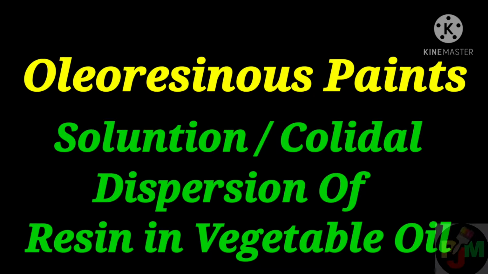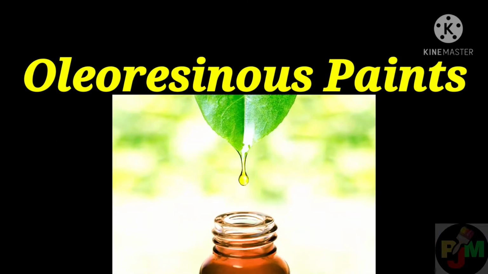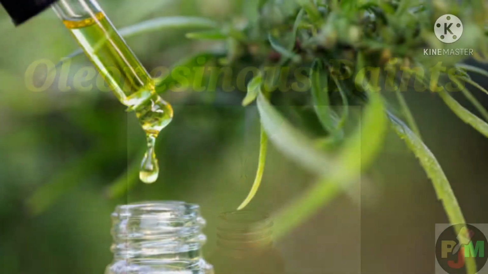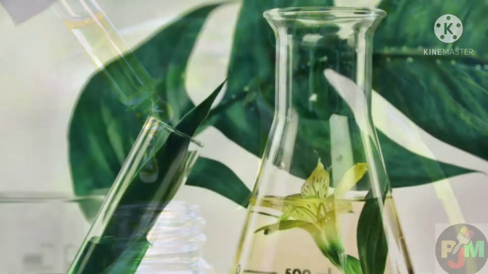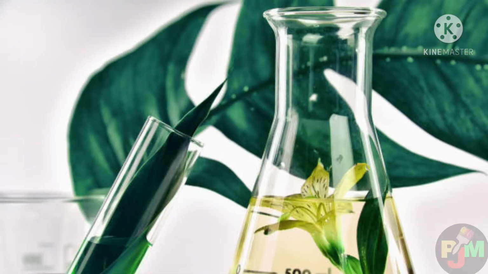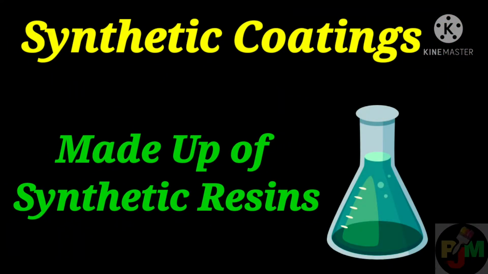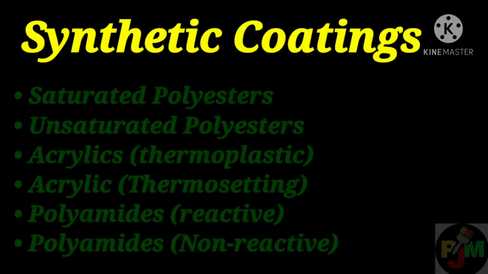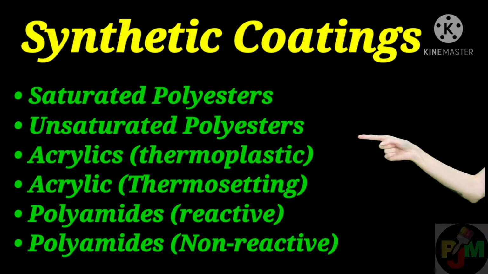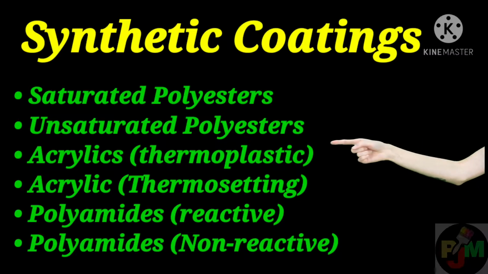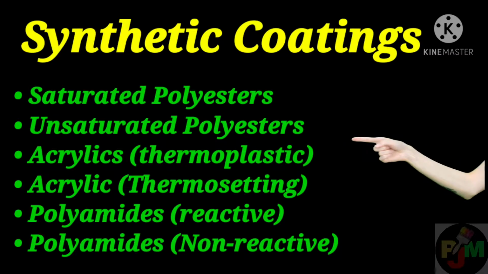Oleoresinous paints. Binders used in these paints are solution or colloidal dispersion of resin in vegetable oil. It includes the binder based on naturally occurring resin and oil mixture obtained from different types of plants. Synthetic coatings. Paints produced using synthetic resin as a binder instead of natural oils or resin are known as synthetic coating. It includes saturated polyester, unsaturated polyester resin, acrylic thermoplastic resin, acrylic thermosetting resin, polyamide, etc.